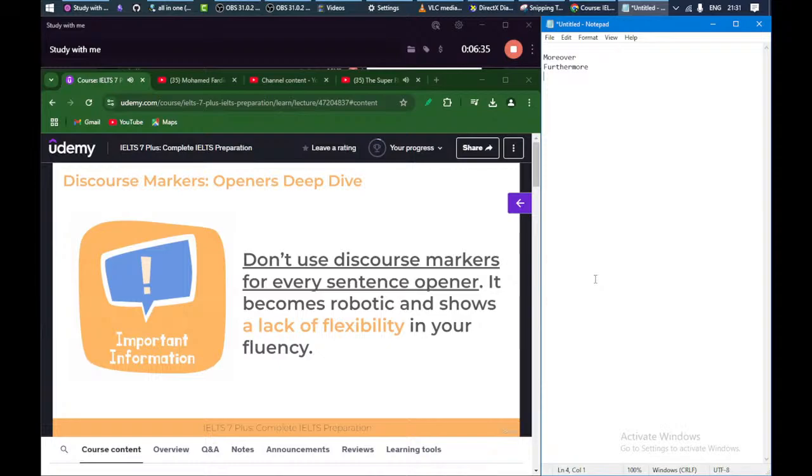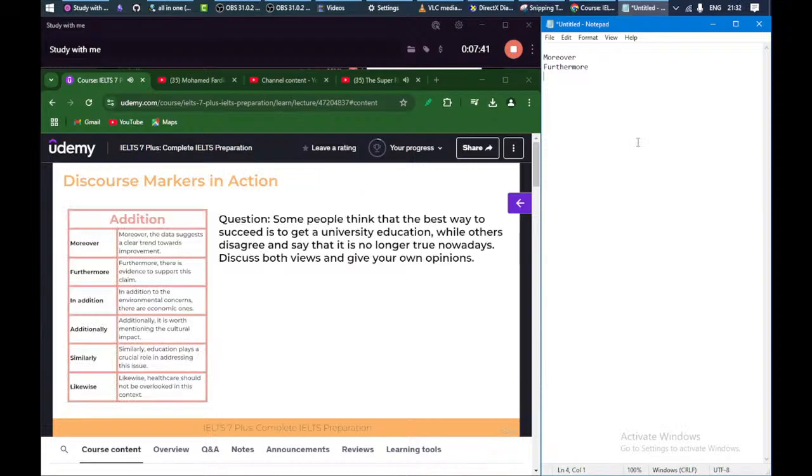Up first we have addition, and I'll show you an example against the question here. Let's read through that now. Some people think that the best way to succeed is to get a university education, while others disagree and say that it is no longer true nowadays. Discuss both views and give your own opinions. So I'm not going to give you the whole answer, I'm just going to show you an example of part of maybe a supporting paragraph against this question.